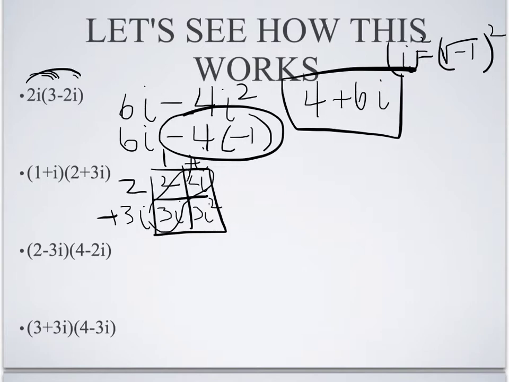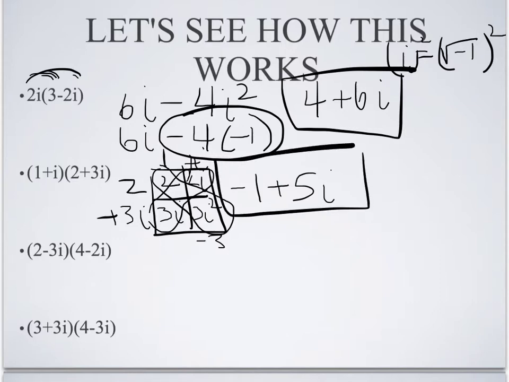We combine like terms here. 3i and 2i is 5i. And then here, i squared is negative 1, so that makes this bottom right-hand corner negative 3. So 2 minus 3 is negative 1, plus 5i. Now pause and try the next two. Okay, let's see if you're right.